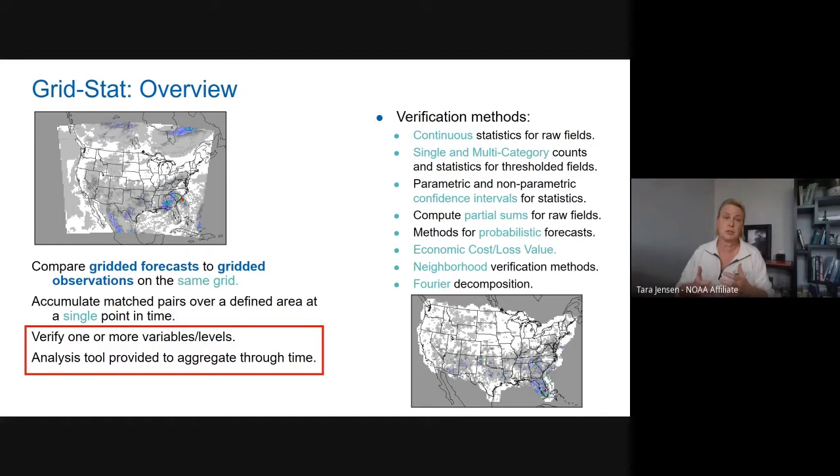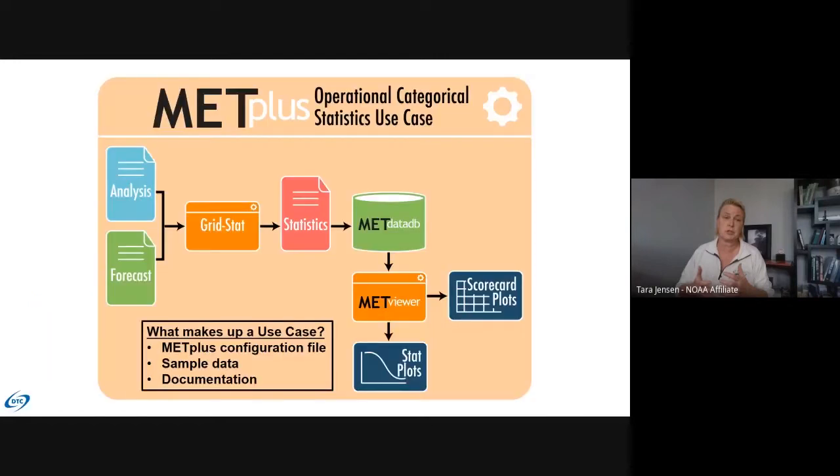And in an effort to replicate some of the EMC VSDB capability, we have added the ability to do Fourier decomposition on the grid. So you can look at the skill over different wavelengths, and so kind of do a spatial separation. So there is all of that information there.